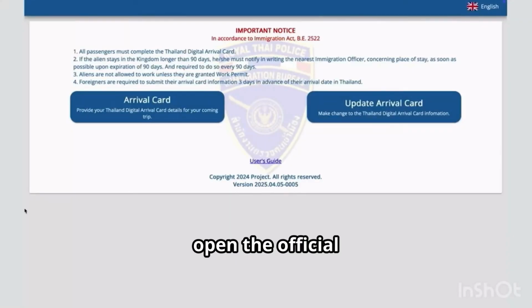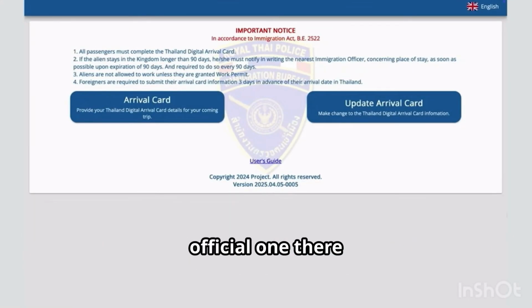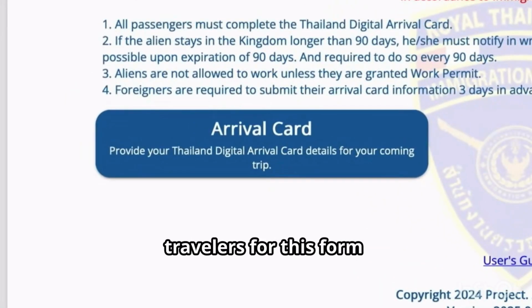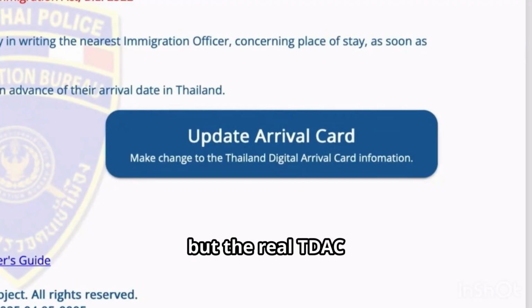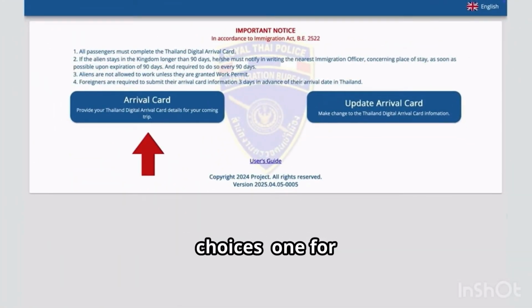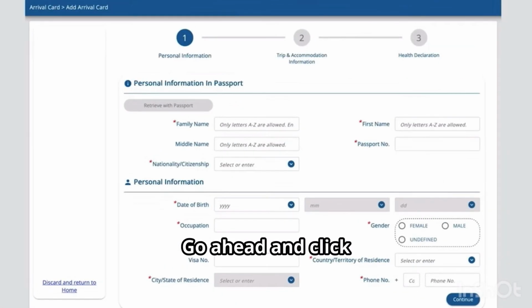To begin, open the official Thailand Digital Arrival Card website. Make sure it's the official one. There are already copycat sites popping up trying to charge travelers for this form, but the real TDAC is completely free. When the page loads, you'll see two choices. One, for submitting a new arrival card, and another for updating your details later. Go ahead and click Arrival Card to start fresh.